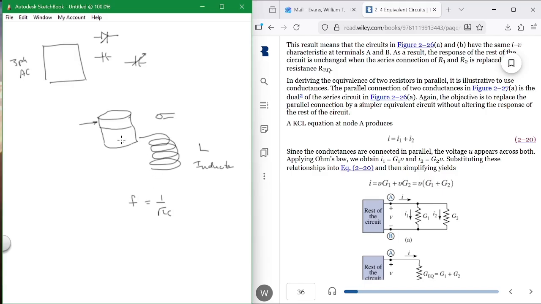But the frequency is not the frequency of the AC coming in, it's a higher frequency. The only way you can explain it is with Laplace transforms in a second order differential equation. That's what we're going to be talking about in this course. It's the only way you can explain it, and it works.